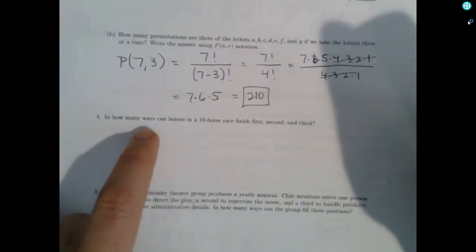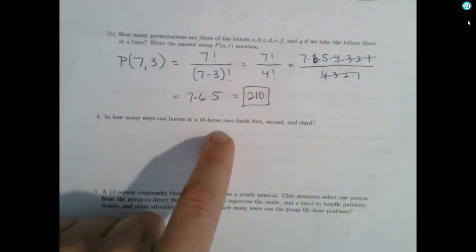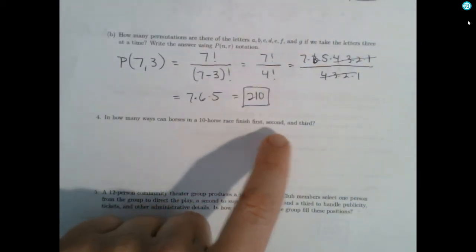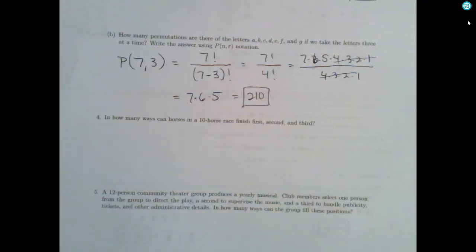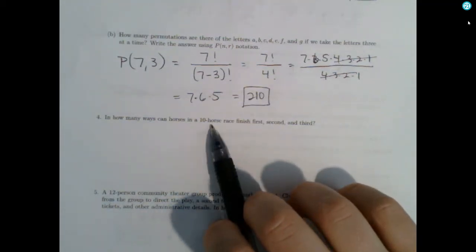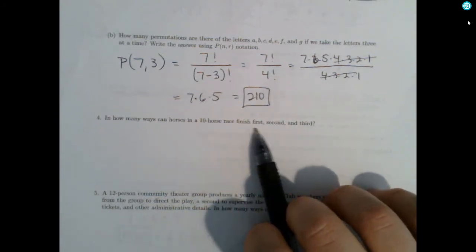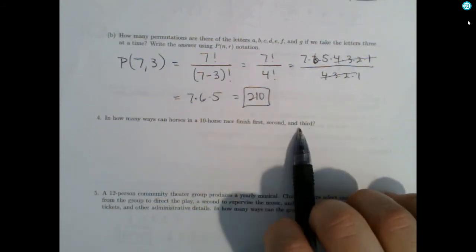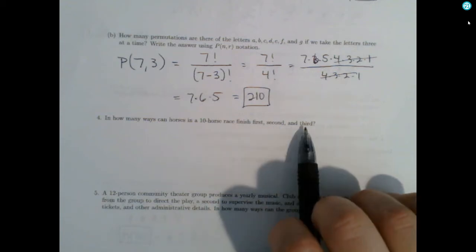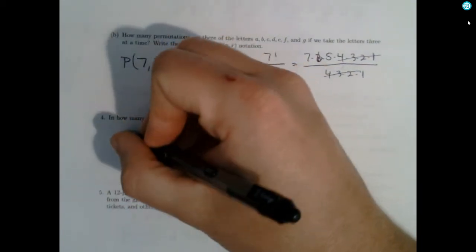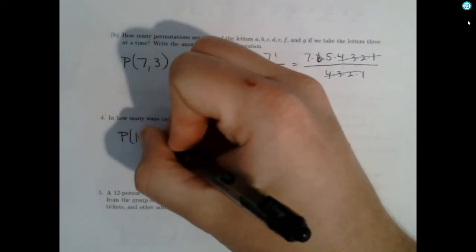Here's another example. In how many ways can horses in a 10-horse race finish first, second, and third? Okay, so there are 10 horses, so we have 10 horses to choose from, and we need to pick the top 3, so we need to pick 3 of them. So it's going to be 10 permute 3, right?